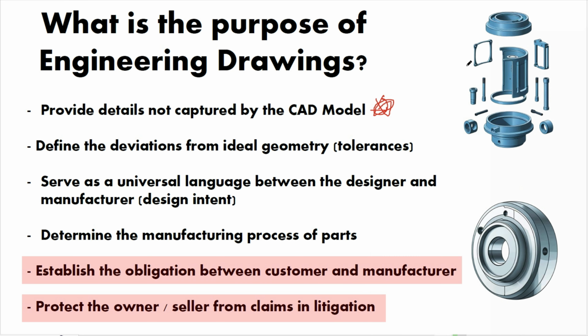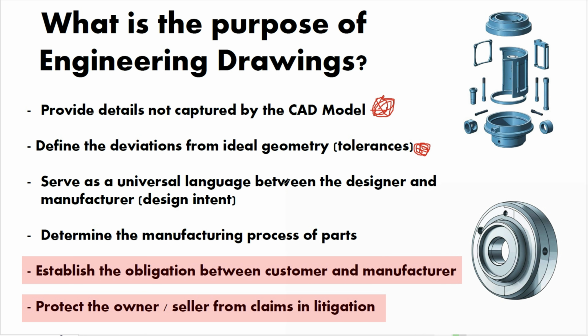Maybe one part needs to be extremely accurate and the other part does not need to be so accurate, and the accuracy might affect your cost. That is also part of the deviations from the ideal geometry, right? So CAD models are ideal, drawings show you how much you can get away with from the ideal.